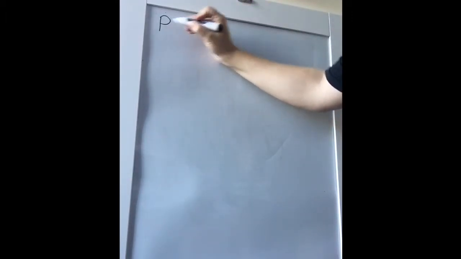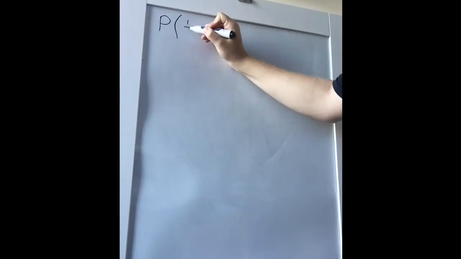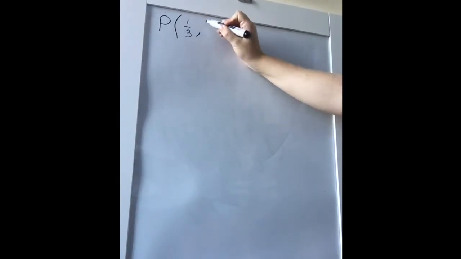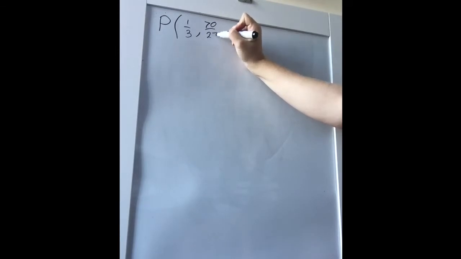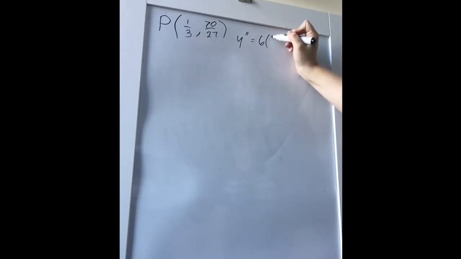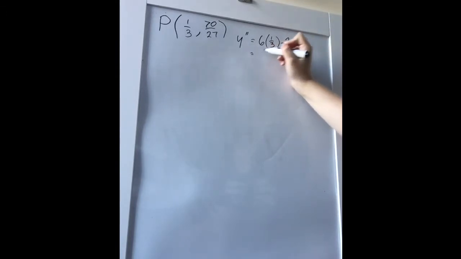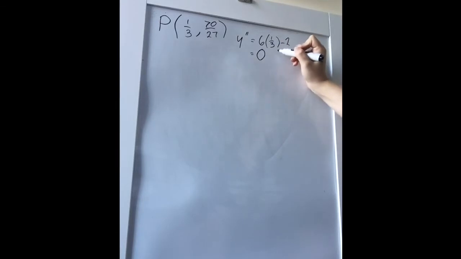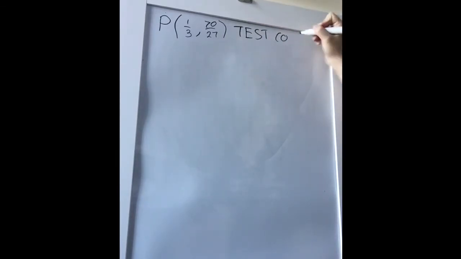Now we have the second part of our question, which says, given that the point P, 1/3 and 70/27 lies on the curve, prove that there is a point of inflection at P. So what we need to do here is test the concavity of P, which you do by putting it into the second derivative, and because it's equal to 0, you know that there is a possible point of inflection. So now we need to test the concavity.